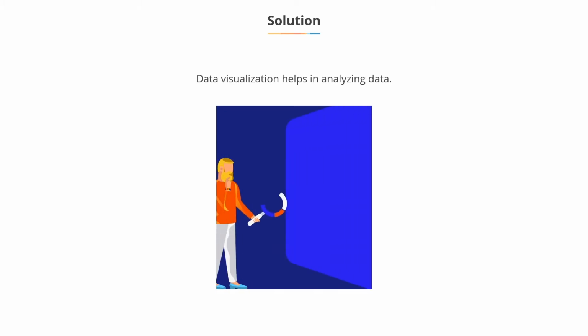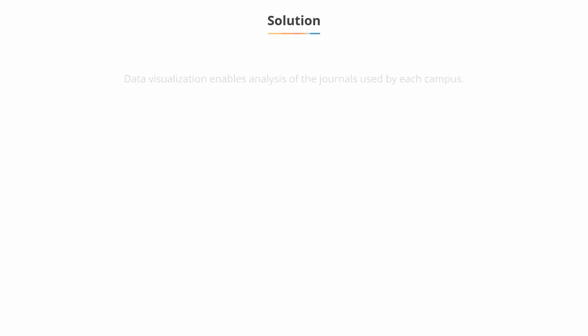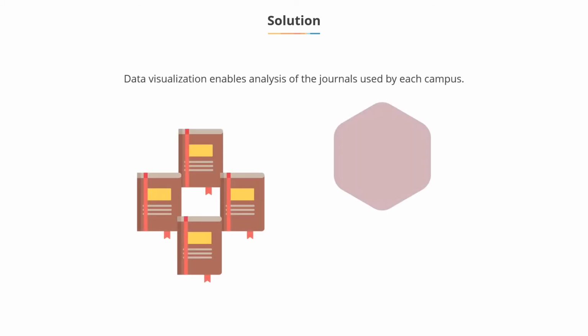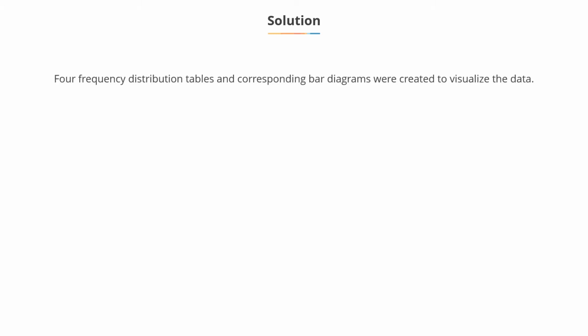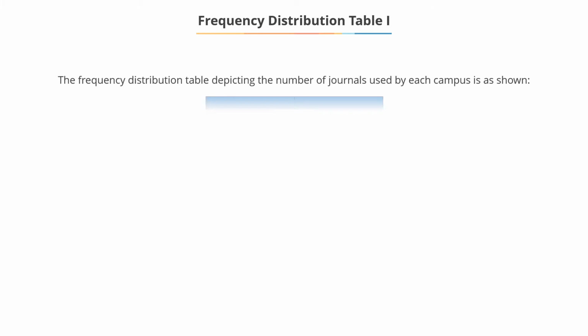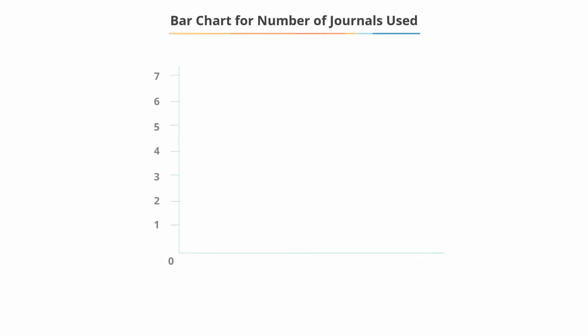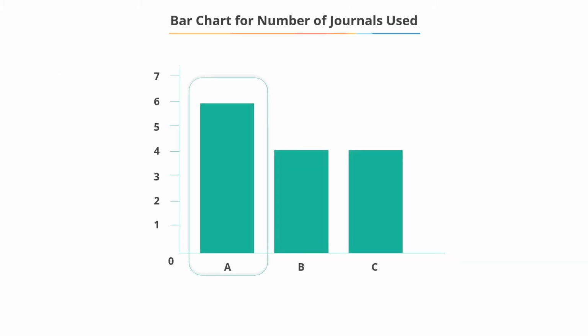Data visualization allows analysis of data. Effective data visualization enables the analysis of the number of journals used by each campus to disseminate their research work. Four frequency distribution tables and the corresponding bar diagrams are created to visualize the given data. The first frequency distribution table highlights the number of journals used by each campus to disseminate the research work. It is clear from the bar chart that Campus A used the most number of journals to disseminate its research.